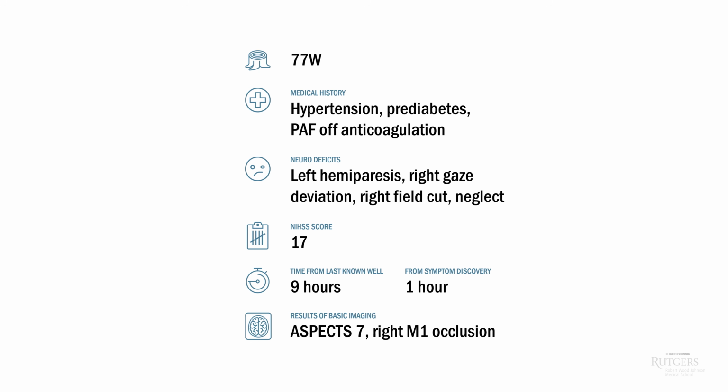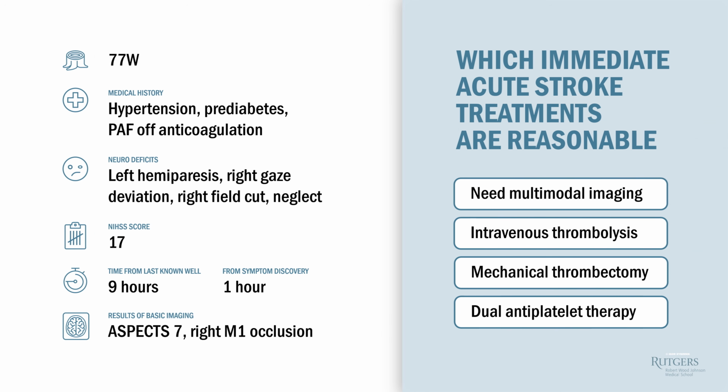She's in the emergency department at 9 hours from last known well, or 4.5 hours from midpoint of sleep, and 1 hour from symptom discovery. CT showed ASPECTS of 7, and CTA confirmed right M1 occlusion. What would you like to do? The choices are the same as before: multimodal imaging, intravenous thrombolysis, mechanical thrombectomy, or dual antiplatelet therapy.